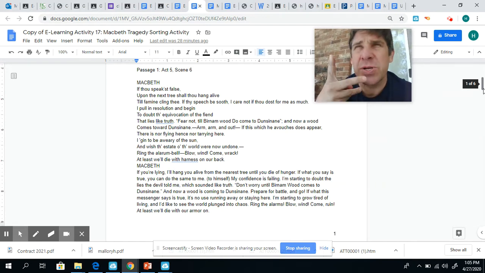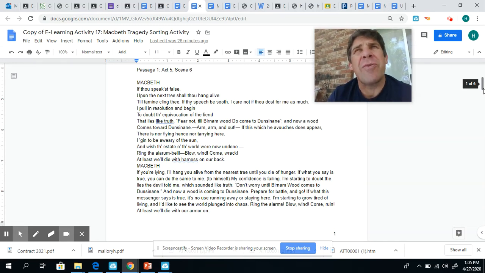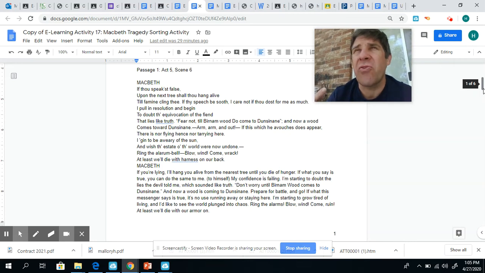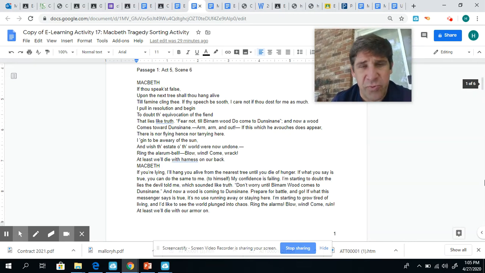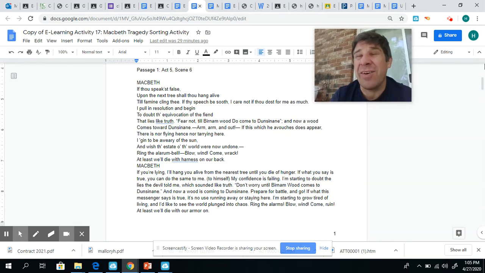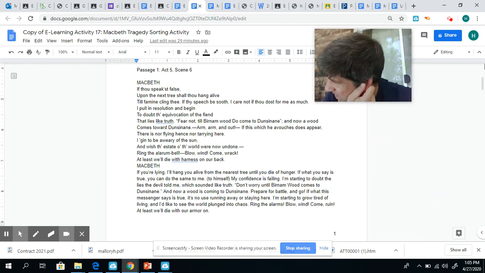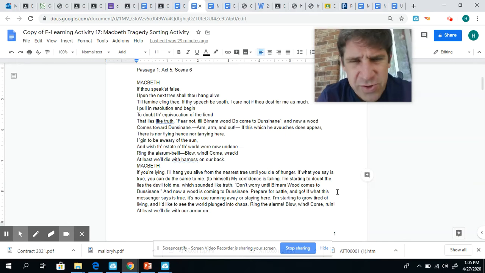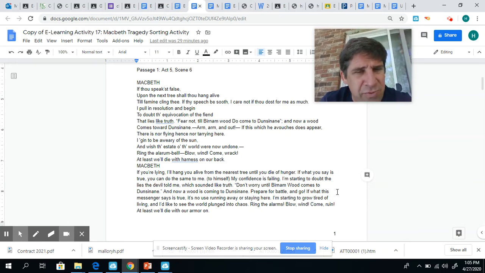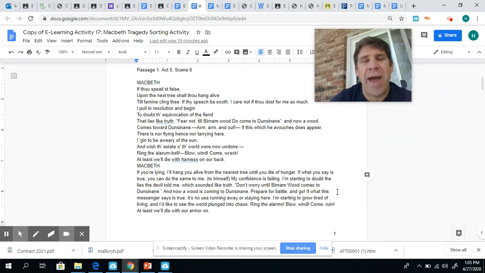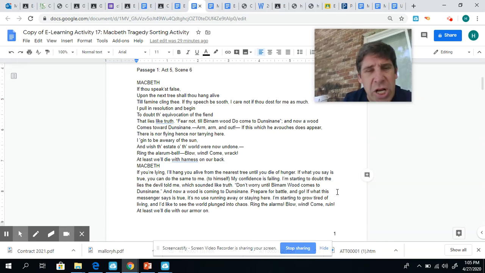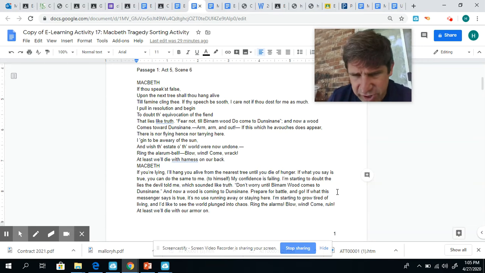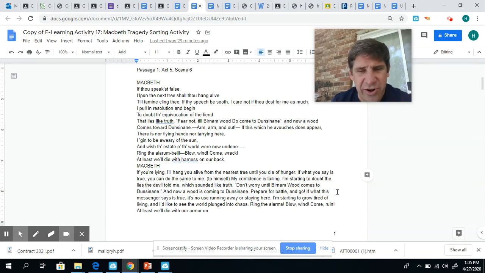Another prophecy the witches gave Macbeth was that no man of woman born can kill him. And then the other one was beware Macduff. But the first prophecy is you'll be safe until the trees start coming up the hill. And they do. So he's worried. This is what he says to the messenger: If thou speakest false, upon the next tree shalt thou hang alive till famine cling thee. If you're lying, I will hang you from the nearest tree until you die of hunger. Terrible.